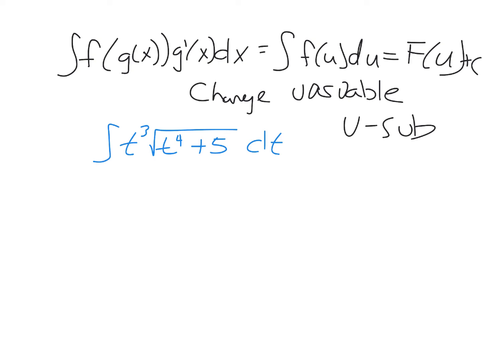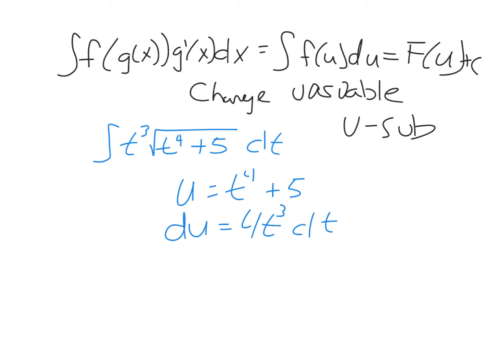So what I'm going to do is, whatever is inside the parentheses, that is a good idea to make our u. So we're going to set u equal to t to the fourth plus 5, and we find a derivative of u, which is 4t dt. I'm sorry, it should have been 4t to the third. Almost a big mistake.